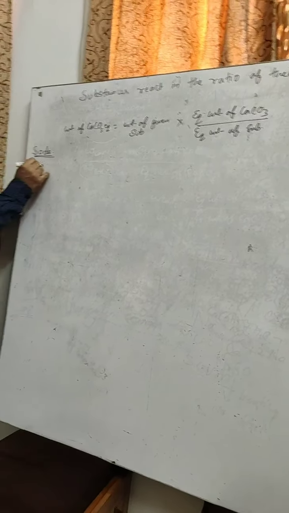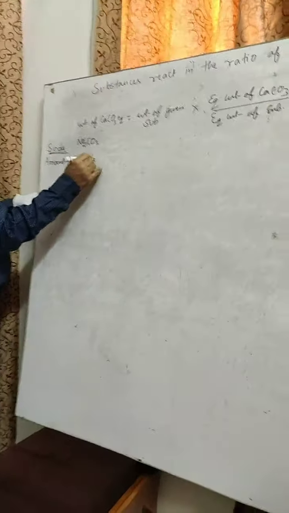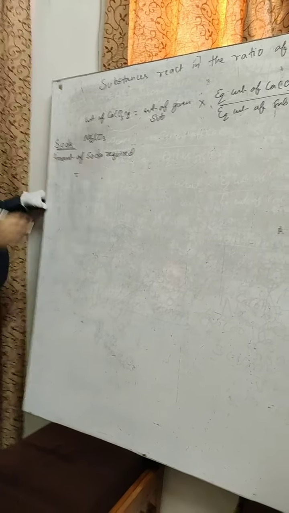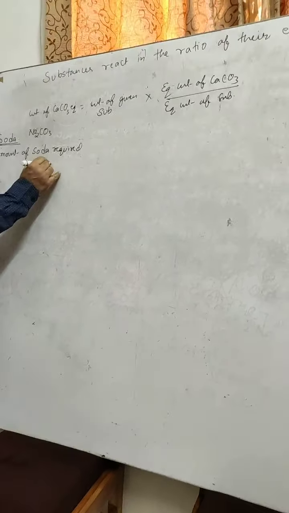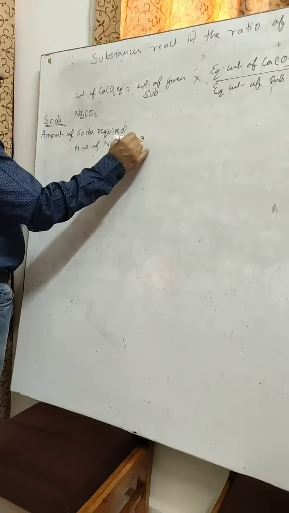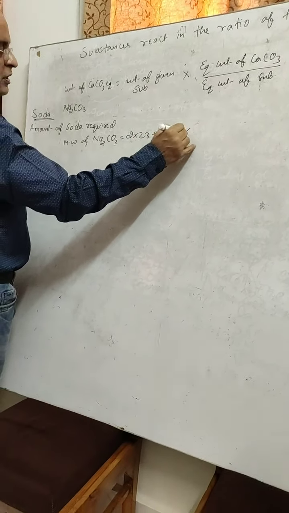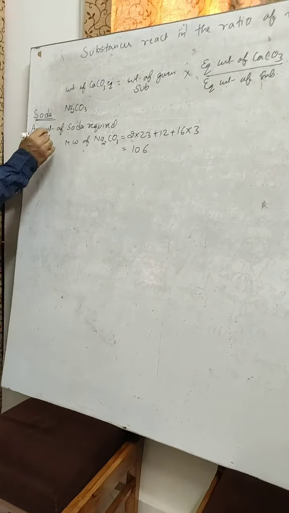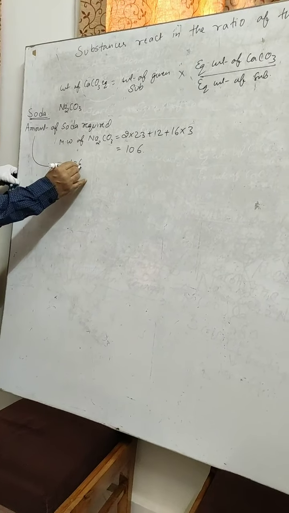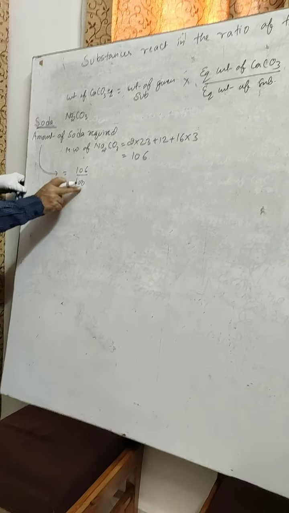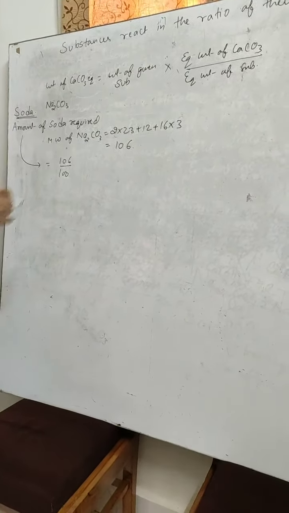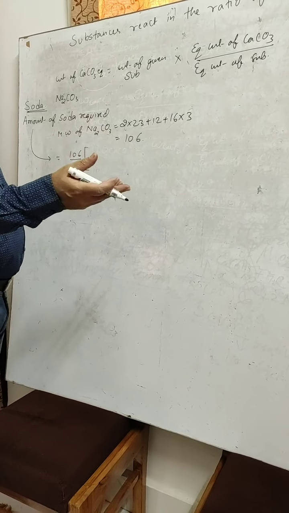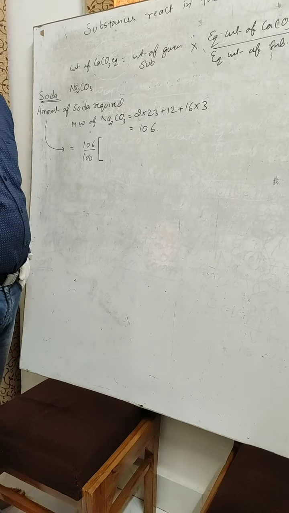the amount of soda required. If you are considering the amount of soda required, then see the molecular weight of sodium carbonate, 2 into 23 plus 12 plus 16 into 3, that is 106. So the amount of soda required will be, if you are considering this in 100 grams, then the equivalence will be calculated as 106 by 100 into the various substances which are producing hardness, to be converted into the calcium carbonate equivalent.